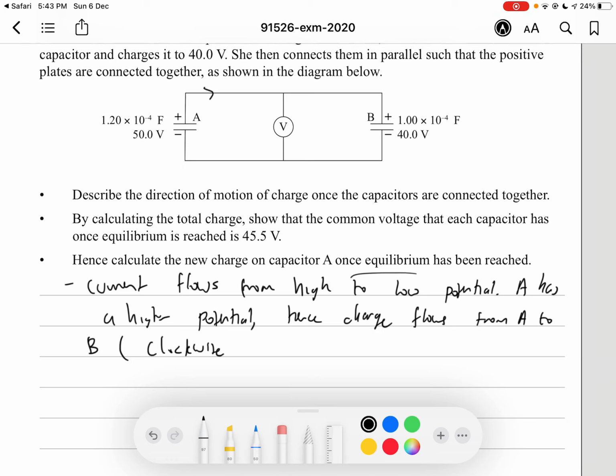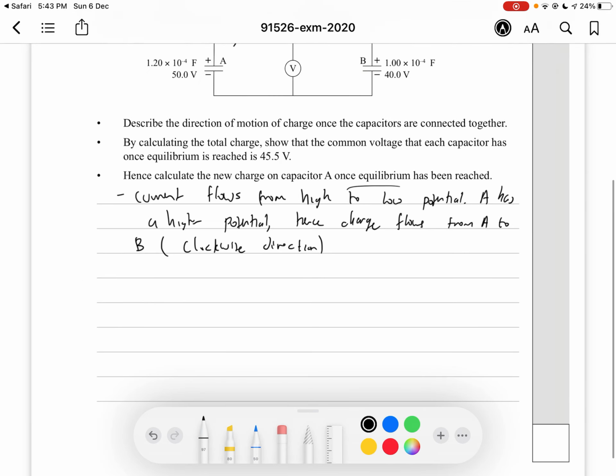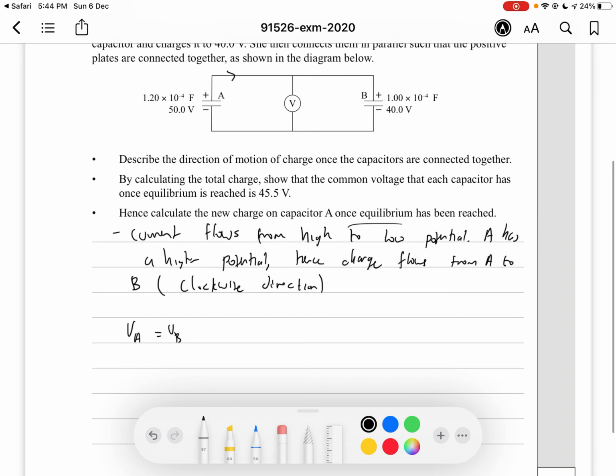And we can say this is clockwise, since it's in the clockwise direction. Alright, so this question gets a little bit challenging. We know that at equilibrium, the voltage at A is equal to the voltage at B. So that's what we know at equilibrium.